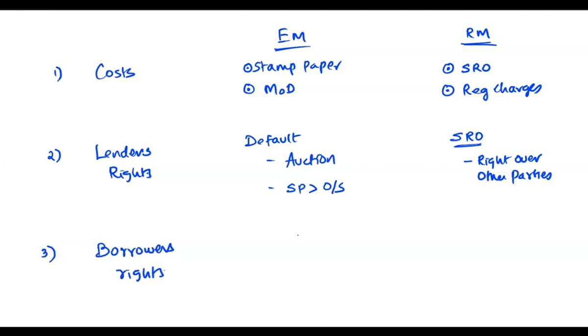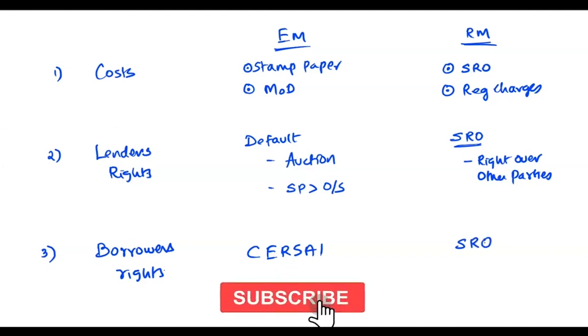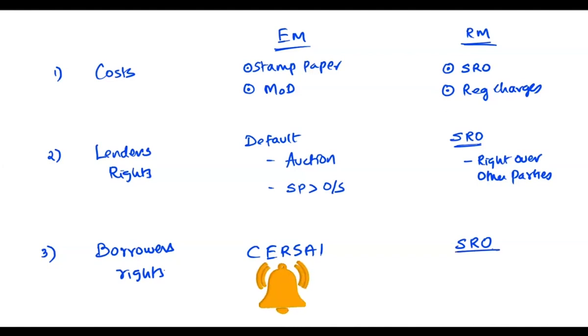In equitable mortgage, you don't have registration with the SRO. So if there is any dispute, whom can the borrower approach? The borrower can approach CERSAI. CERSAI means Central Registry of Securitization, Asset Reconstruction and Security Interest. Whereas in case of registered mortgage, the borrower's rights are more protected because that mortgage is registered with the sub-registrar. So if there is going to be any dispute regarding ownership and all, everything is clear because it's registered with SRO.